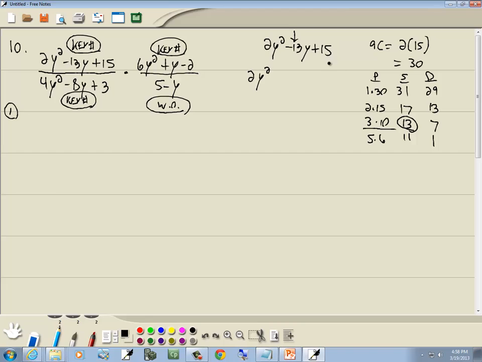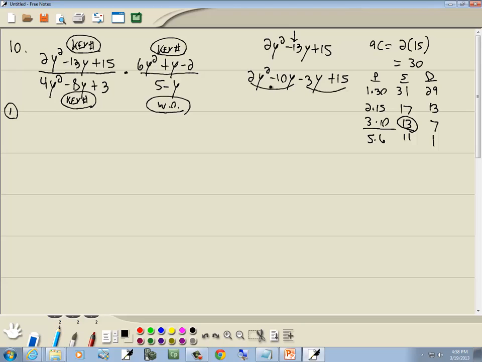If it was a negative, then I'd use the other one. Now again, with the key number, we rewrite our middle term using those two numbers. Our larger number, which is the 10, is always going to be the same sign as the middle term. So we'll have negative 10y. The number circled in the S column, S for same sign, so the 10's negative, the 3 will be negative.